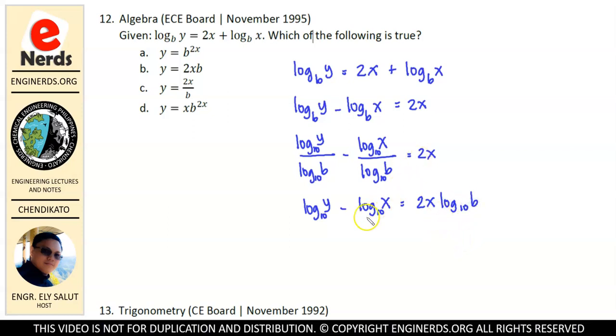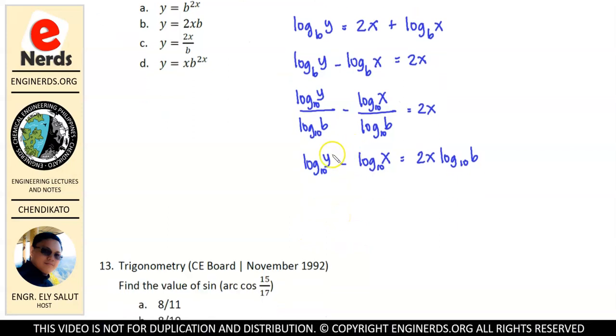So, sisimplify lang natin siya. Gagamitin natin yung ating properties of radicals, no? So, pwede rin natin pagsamahin itong dalawang expression natin dito. So, we will have logarithm, and because they have the same base, no? Kaya pwede natin sila pagsamahin. Logarithm base 10, we have y over x, and this is equal to, again, using the properties of radicals, itong 2x natin can be an exponent of our b right here, no?